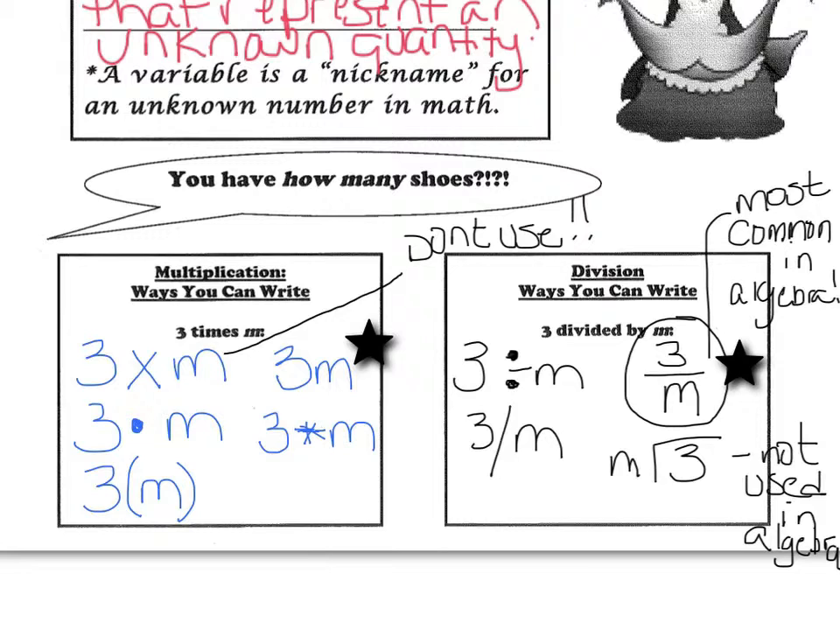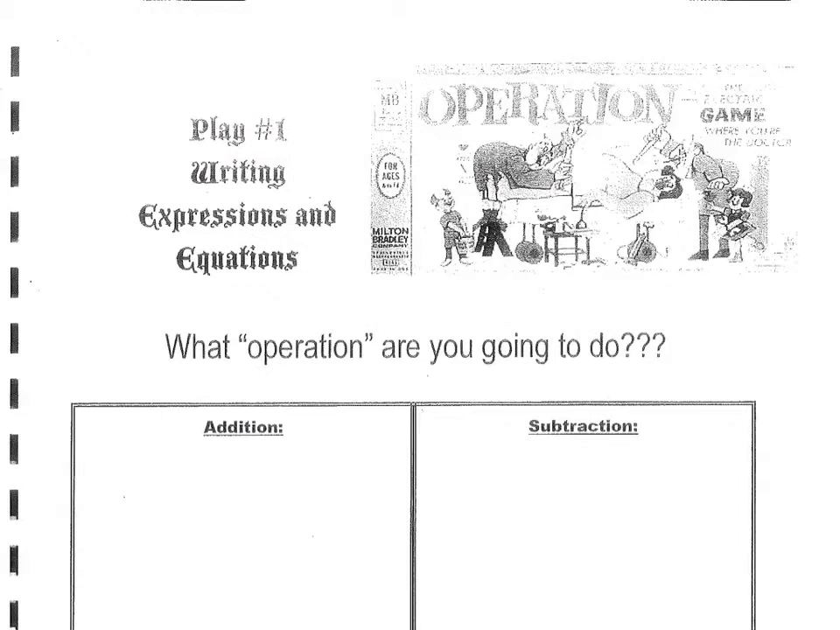The one thing I usually tell my students is to try to stay away from using x as your variable all the time because we get it confused with the multiplication sign. We also try to stay away from the letter T because T looks like a plus sign a lot of times. So we try to stay away from those too. But otherwise, anything's okay. Go ahead and go to your next page, using variables and writing expressions and equations.